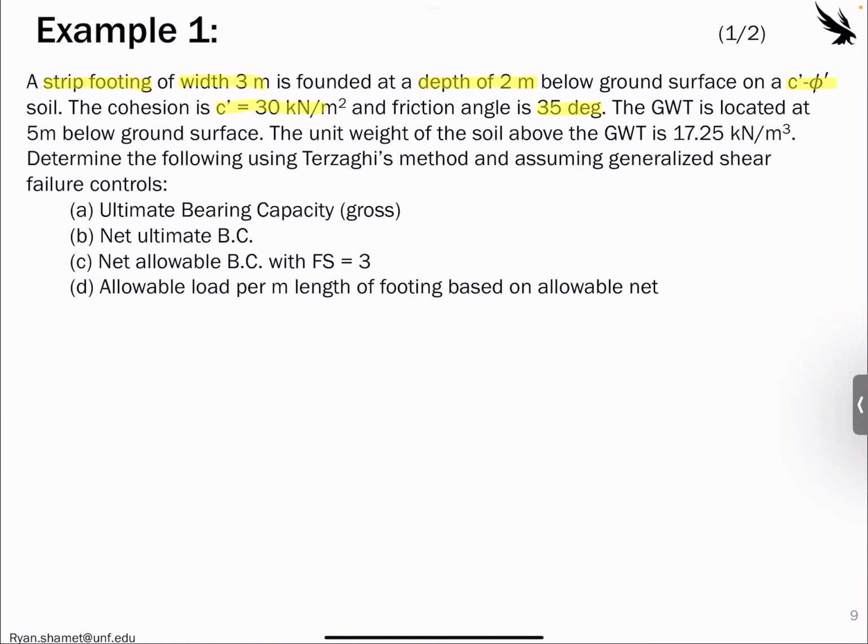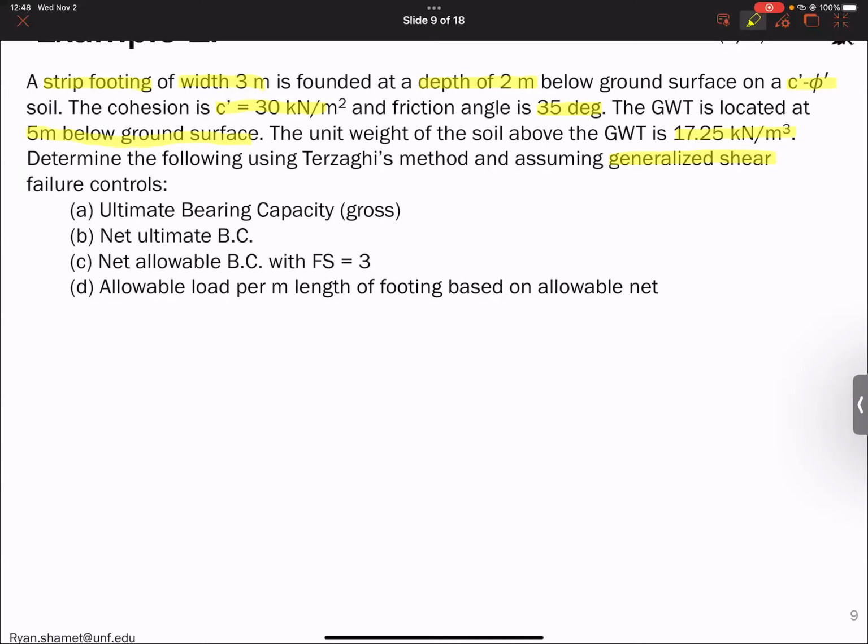The groundwater table is located 5 meters below the ground surface. The unit weight of the soil above the groundwater table is given here. So we're asked to determine the following using Terzaghi's method, assuming generalized shear. So here, even though our soil has a 35 degree friction angle, since we're told that generalized shear is going to be the controlling factor, this is what we're going to design it against.